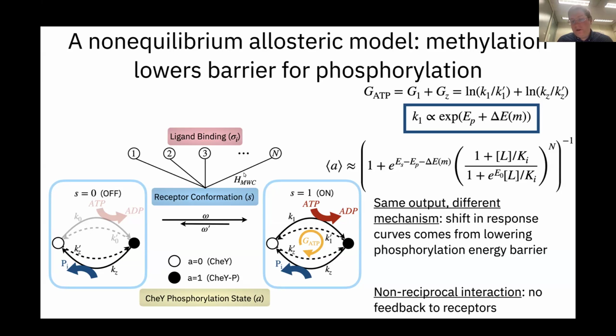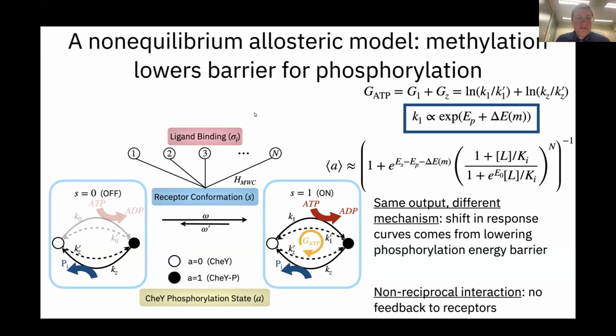Before, we saw that if it modifies an energy in this MWC Hamiltonian, this propagates back to ligand binding and shifts the binding curves across a wide range inconsistent with the experiments. So our proposal is that methylation might modify the energy barrier to this phosphorylation reaction. And because the system is driven out of equilibrium, modifying this energy barrier impacts the non-equilibrium steady state of the system and can have a similar effect, shifting the downstream average response curves of the system.